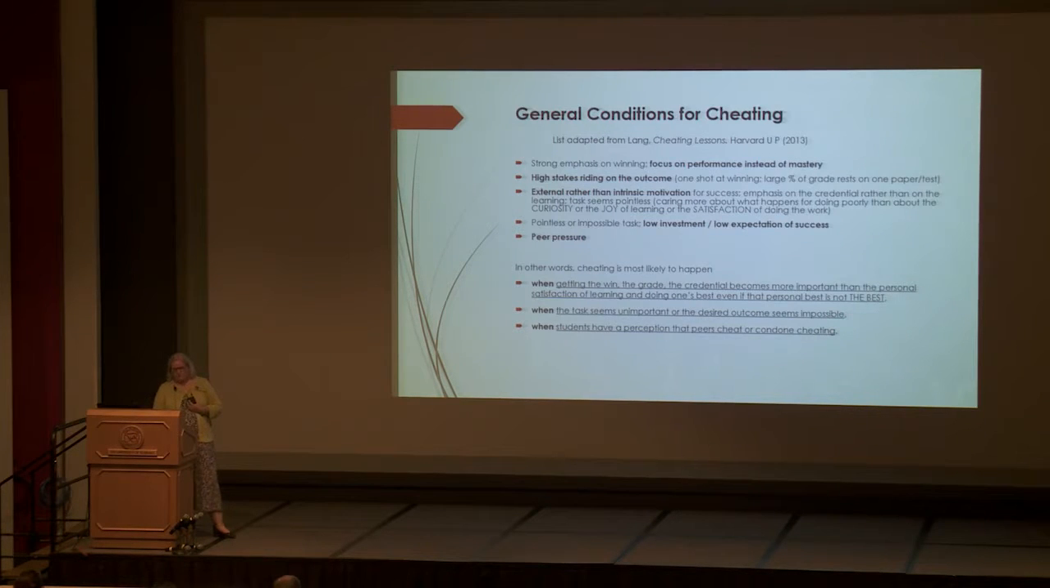The less importance a student puts on a class, or the more impossible a class seems to a student, the more likely they are to cheat. And also peer pressure, the fifth thing that will cause students to cheat. If they perceive that there are other people in your class who are cheating, then they are more likely to cheat. In other words, when getting the win or getting the grade or getting the credential becomes more important than the personal satisfaction of learning and doing your best, even if your personal best is not the best in the class, when that is a factor, when the task seems unimportant or the desired outcome seems impossible, and when students have a perception that other people around them are cheating, then they're more likely to cheat.